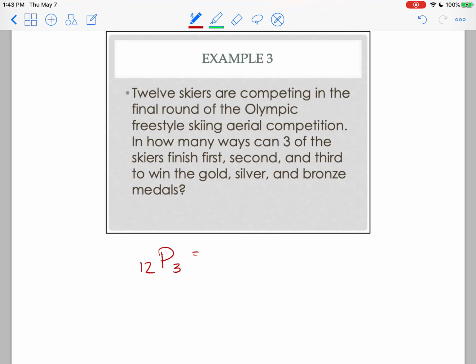Since I just put this in the calculator with an 8 there, I'm going to hit second enter, which just brings up the previous problem, and I'm going to put a 12 in the box where the 8 was, and that jumps it up quite a bit. So we have 1,320 different ways that 12 skiers could come in first, second, and third. It's kind of crazy how many there are.